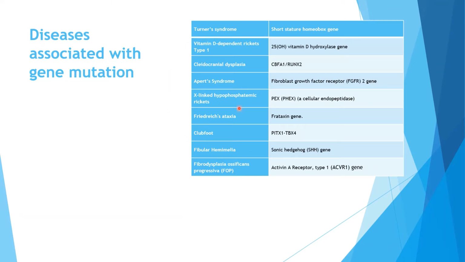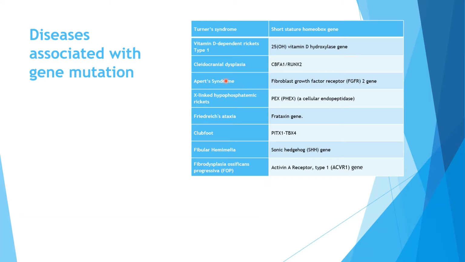More diseases here also with the genes affected. Turner syndrome. Remember, Turner syndrome is not a genetic disease. However, shortening that happens with the Turner syndrome happens due to the gene short stature homeobox gene. Vitamin D dependent rickets type 1. This is due to the 25-hydroxyvitamin D hydroxylase gene. Cleidocranial dysplasia, this is due to CBFA1 or RUNX2. These genes, of course, are responsible for bone formation, and we're going to speak about them.